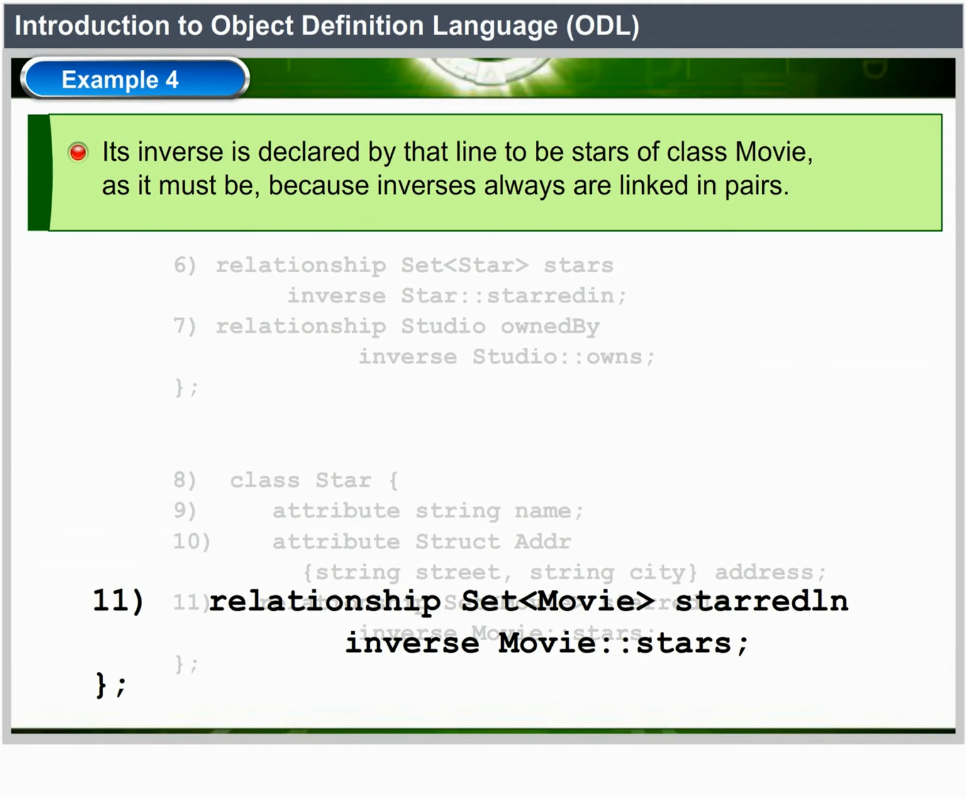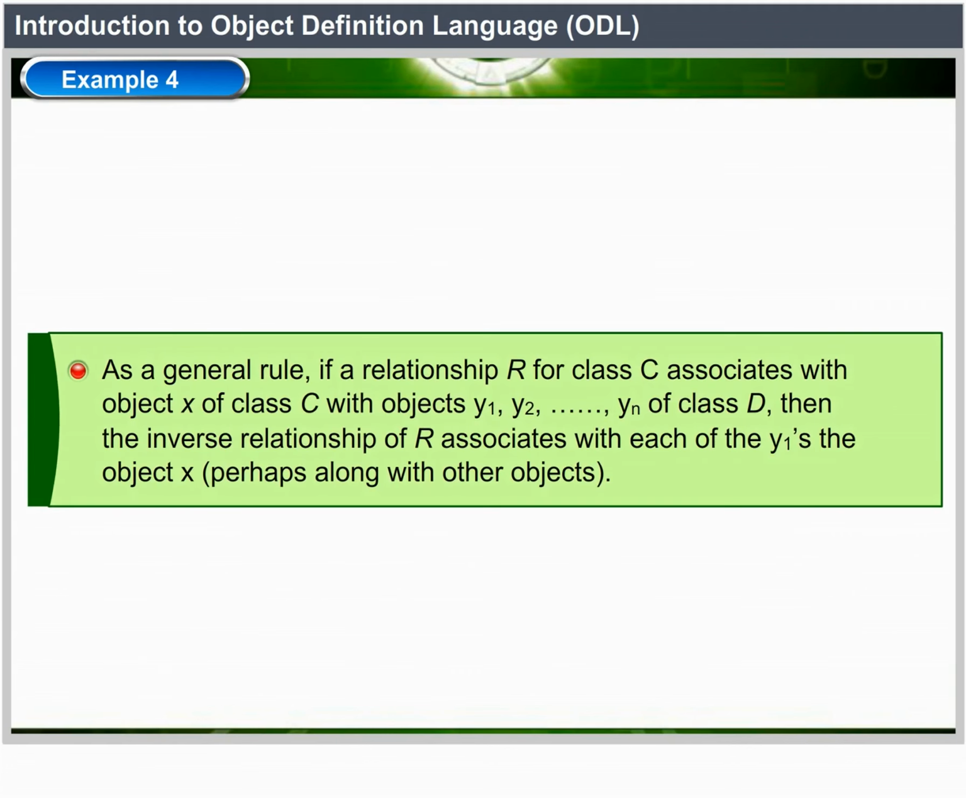because inverses always are linked in pairs. As a general rule, if a relationship R for class C associates the object X of class C with the objects Y1, Y2, etc., Yn of class D, then the inverse relationship of R associates with each of the Y's the object X, perhaps along with other objects.